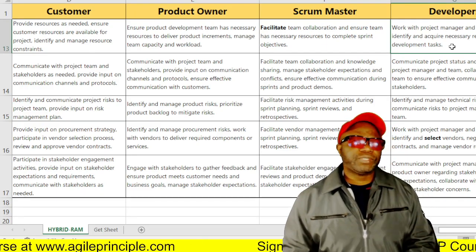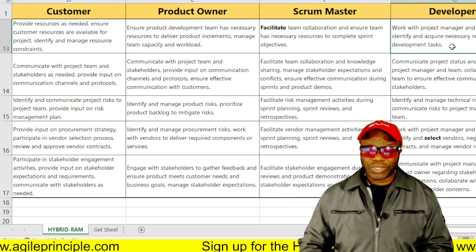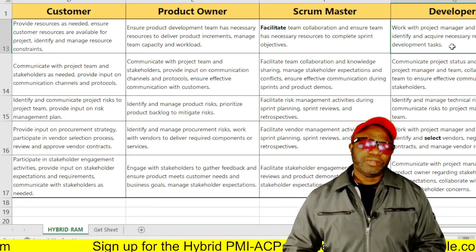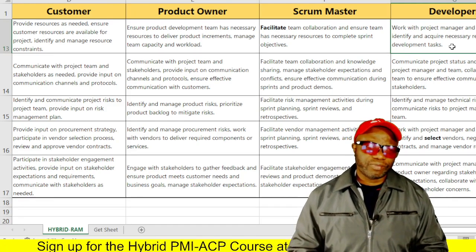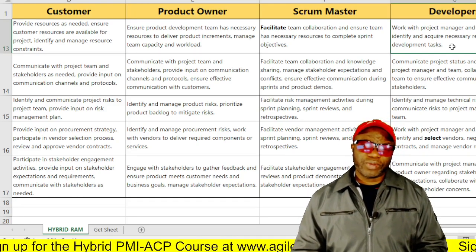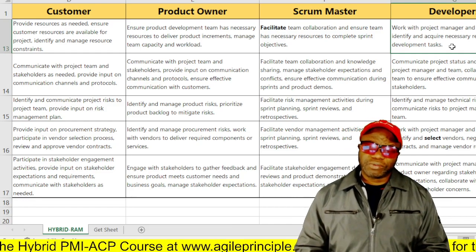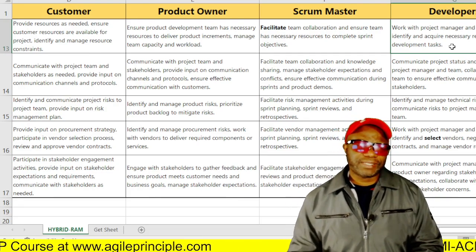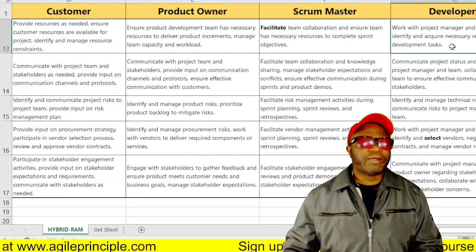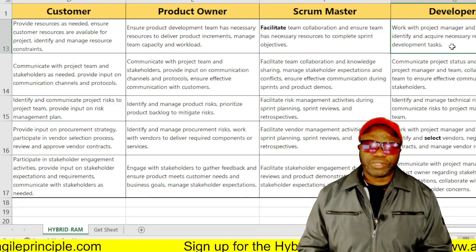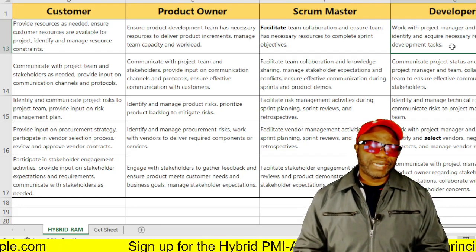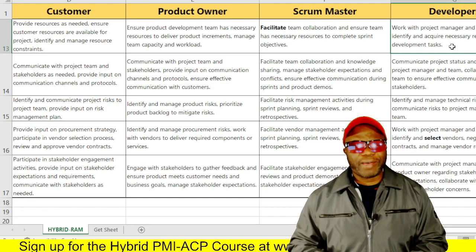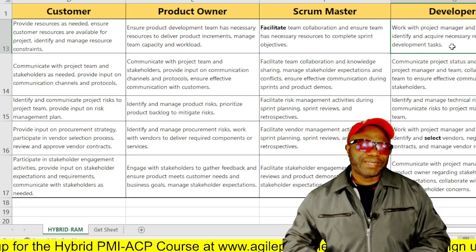For those of you just coming, we're taking a look at this matrix which I created. I call it the hybrid RAM, and it's really for you to see the responsibilities assigned to each of the roles in a hybrid environment where you have a project manager, product owner, scrum master, which is almost unheard of, because even in the Agile Practice Guide, it says that there is not necessarily a specific thing that the project manager is relegated to in the world of Agile. It says the project manager becomes a servant leader. So you've got to be thinking more about being a servant than being at the center.